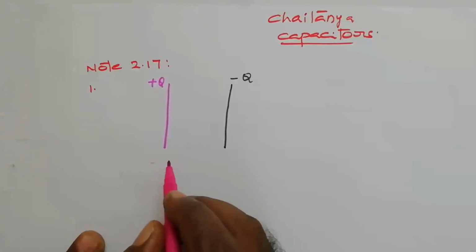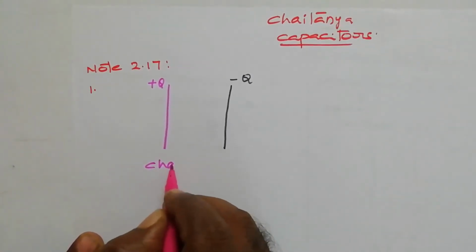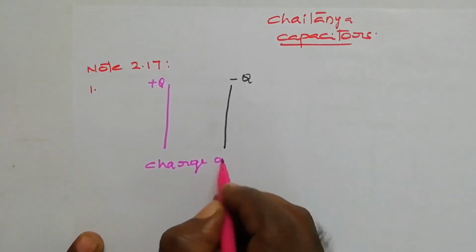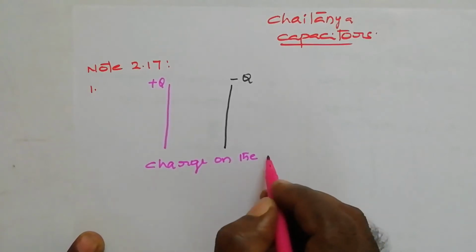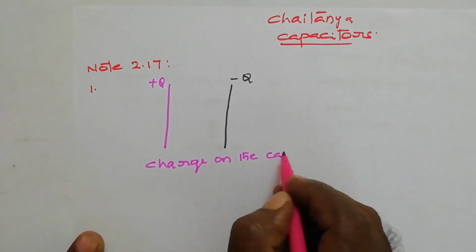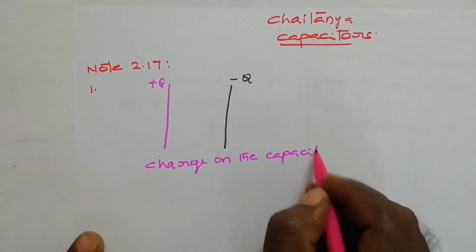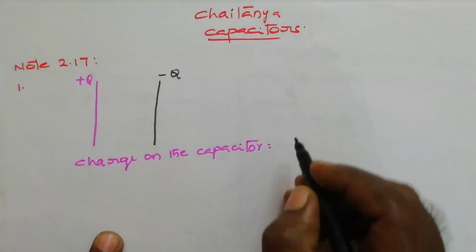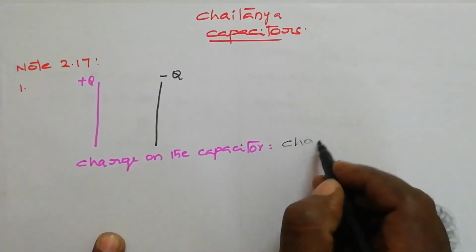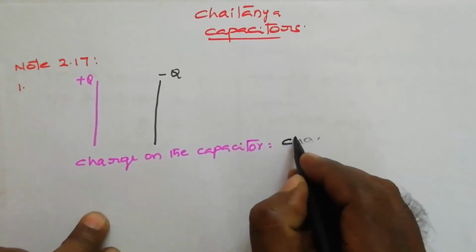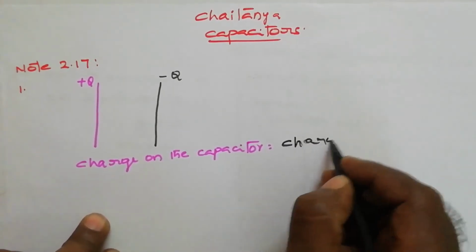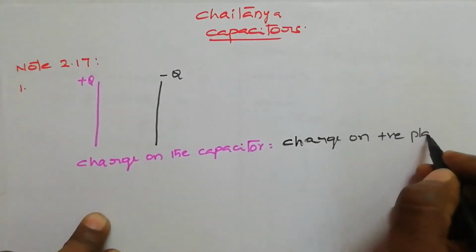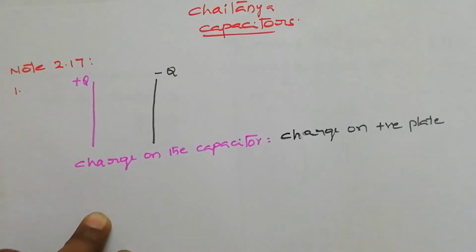What do you mean by the charge on the capacitor? The charge on the capacitor is the charge on the positive plate. Charge on the positive plate is called the charge on the capacitor.